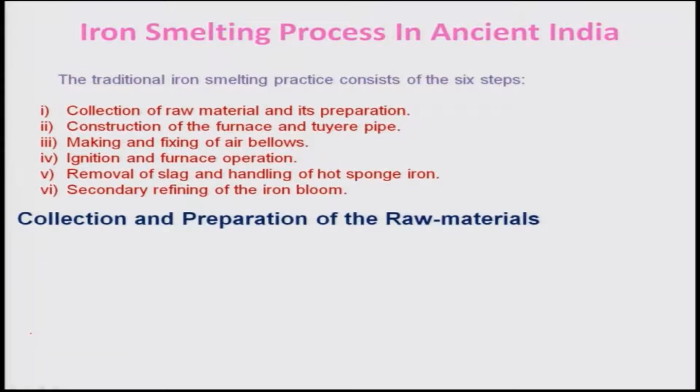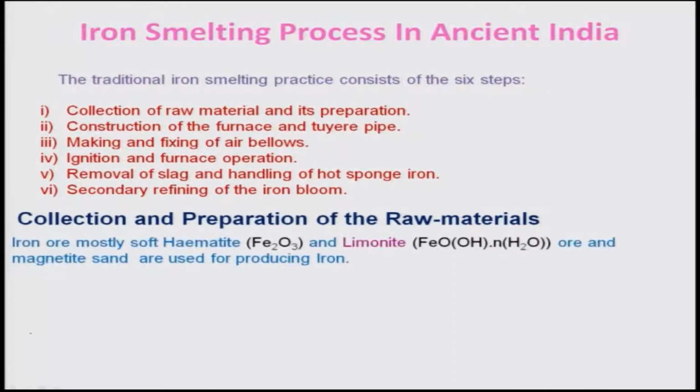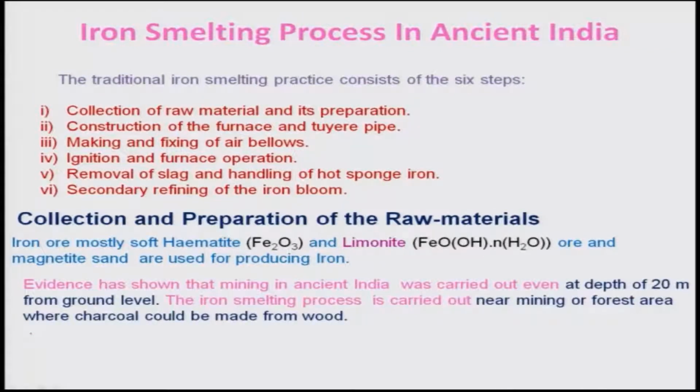And collection and preparation of raw materials is very important, and let us see how ancient people were doing it. We know that several ores like hematite and limonite ores were being used, and also some magnetite sand was used for the production of iron. And evidence is there that mining in ancient India was carried out even at a depth of 20 meters from the ground level.